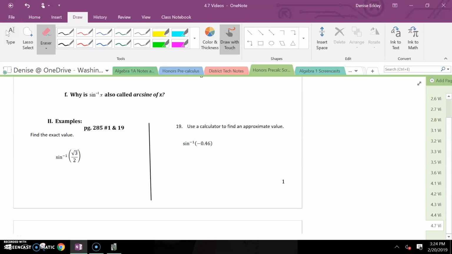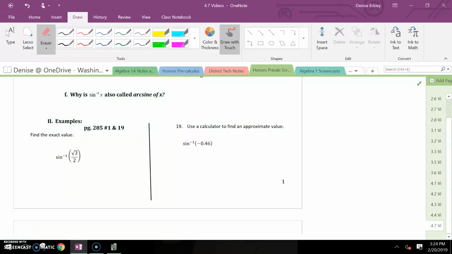Numbers 1 and 19 on page 385 are the first time we're going to work with an inverse trig function. So number 1 asks us to find the exact value without a calculator of inverse sine of the square root of 3 over 2. So what we have to do in the restricted domain is find the angle whose value is square root of 3 over 2 from negative pi over 2 to pi over 2.